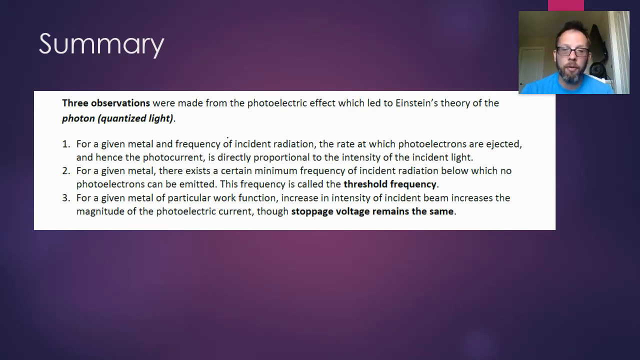Number 3, for a given metal of particular work function, increase in intensity increases the magnitude of the photoelectric current, but the stopping voltage remains the same. Again, this just showed that the kinetic energy of all those electrons is the same. If one electron can't make it with that stopping voltage, then a million of them can't make it. So even though the intensity of light produces more photoelectrons, the stopping voltage remains the same. It just means that the kinetic energy of those released electrons doesn't change, just the number of them.